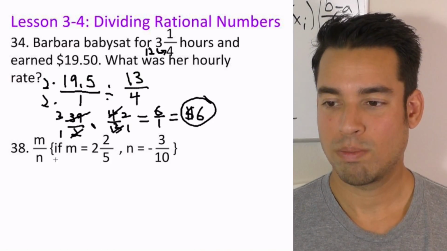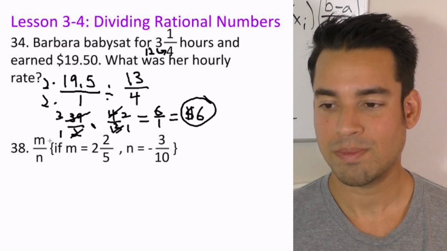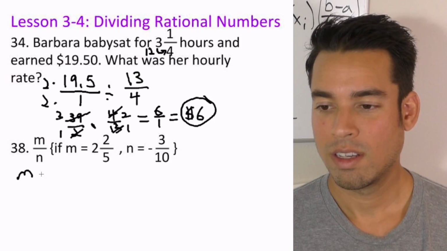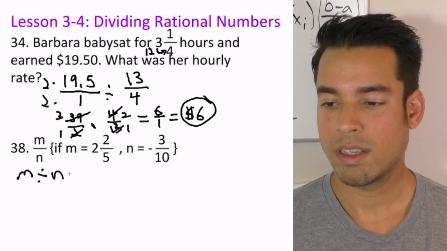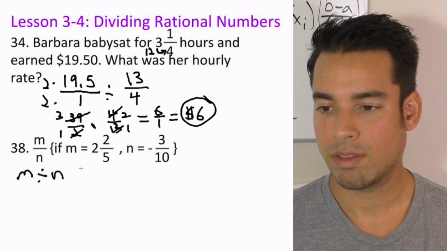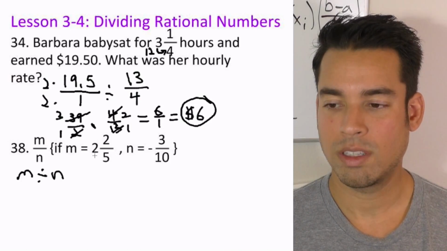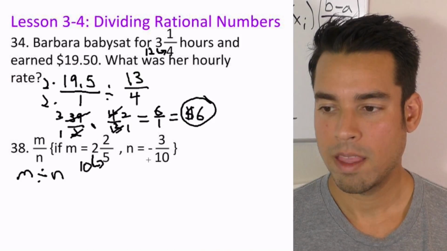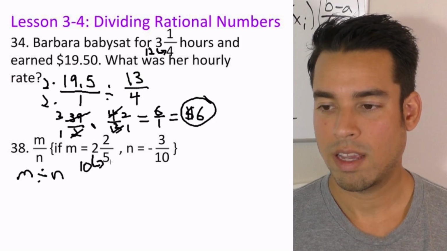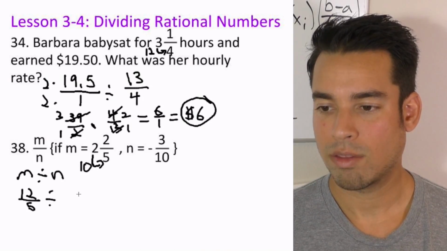Finally, let's do this one a little plug and chug. So we've got, remember, fraction, division symbol, same thing. So we can rewrite this as m divided by n, right? And now we plug in these values. We got 2 and 2/5 divided by -3/10. But before we write anything, let's convert these to improper fractions. Make life a little easier. 2 times 5 is 10, and that one's good to go. 10 plus 2 is 12 over 5 divided by 3/10.